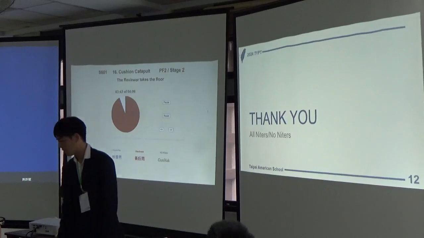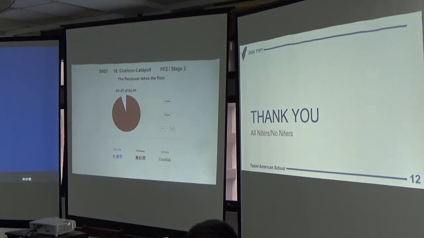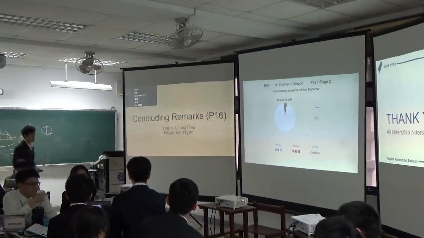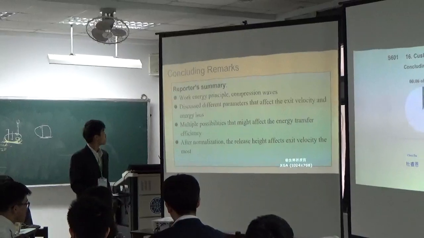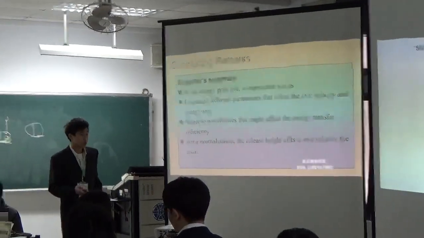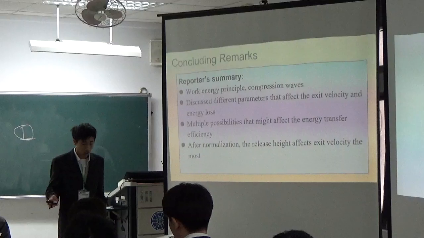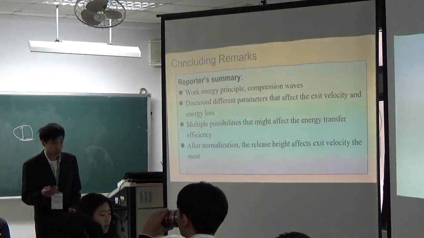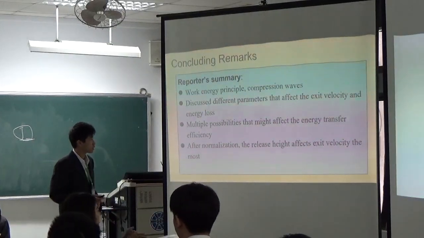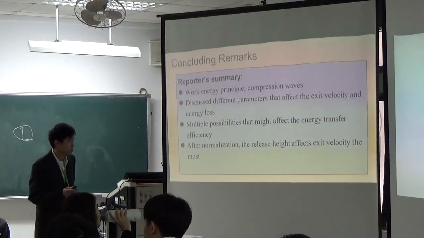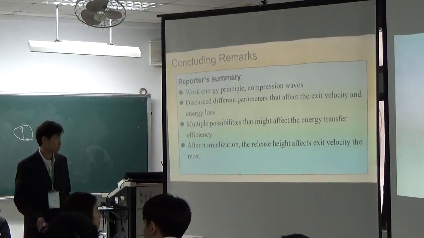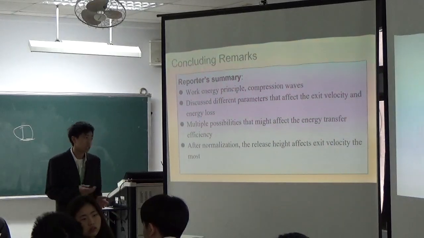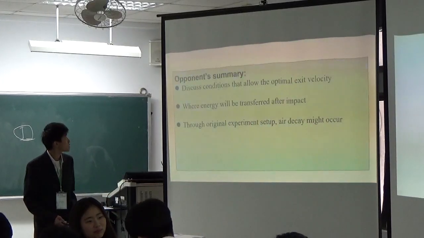Thank you. All right, so, conclusion remarks from the reporter. These concluding remarks are of problem 16, cushion catapults. In my summary, I used the work-energy principle and compression wave to describe the energy transfer. I also used a lot of different parameters that affect the exit velocity and energy loss. And we also discussed multiple possibilities that might affect the energy transfer efficiency. After normalization, we found that the release height affects exit velocity the most.